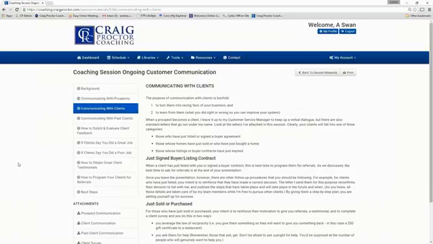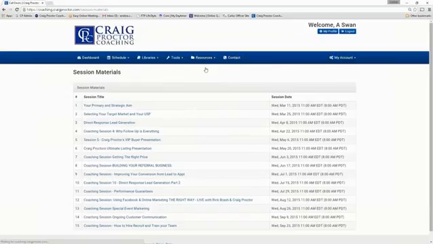Okay, so that is the first attachment. So let's close that down and look at the next attachment. Everybody know where I'm at here? Go to the left of the coaching page.